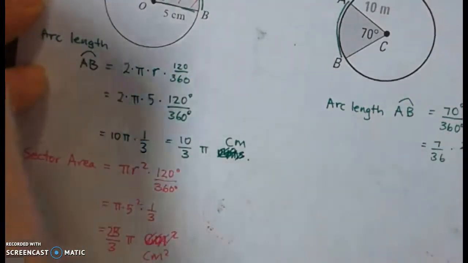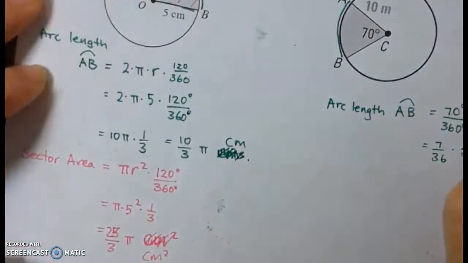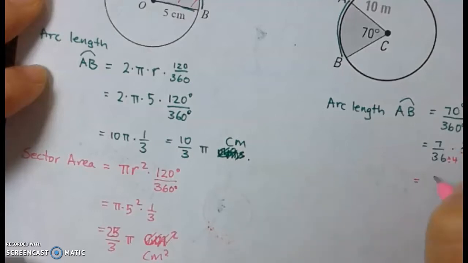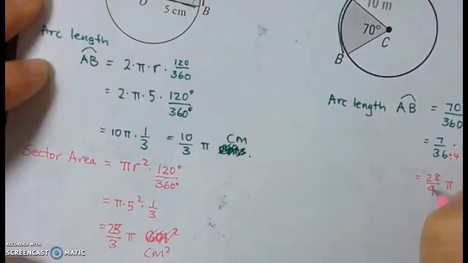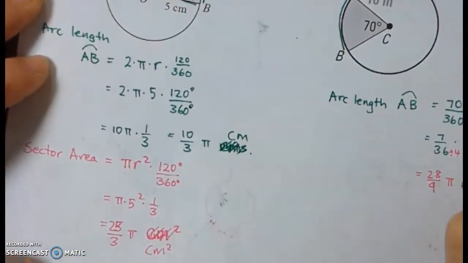Now 20 is the same as 20 over 1, and I can start simplifying. 20 and 36, I know that they are both divisible by 4. So that becomes 4 times 7 is 28, and 36 divided by 4 is 9 pi. Now, 28 and 9, is there a number that divides both top and bottom? No, there are no common factors. So this is going to remain as 28 over 9 meters.